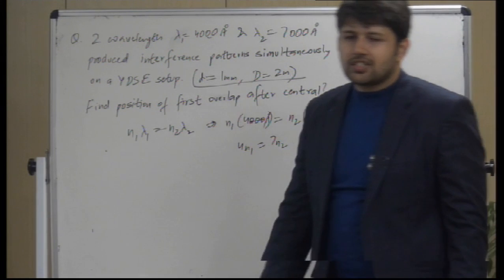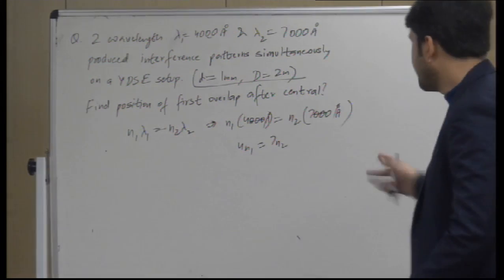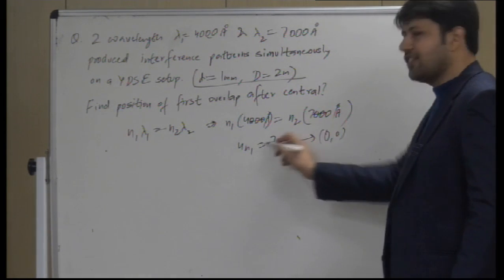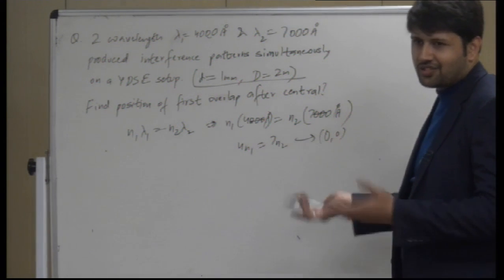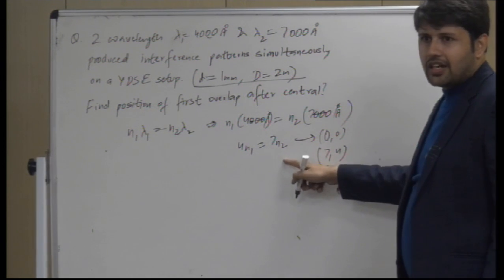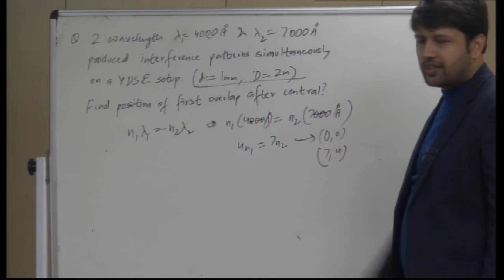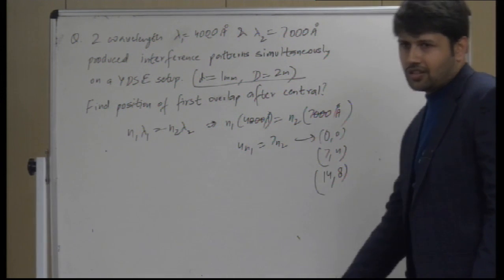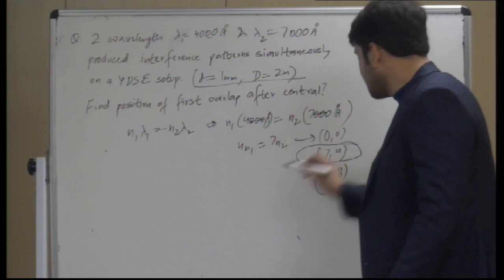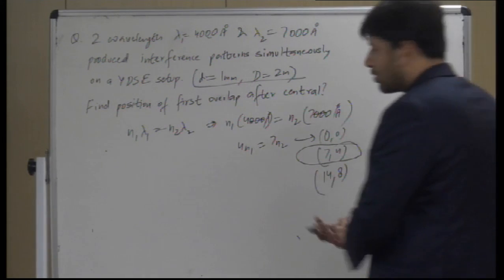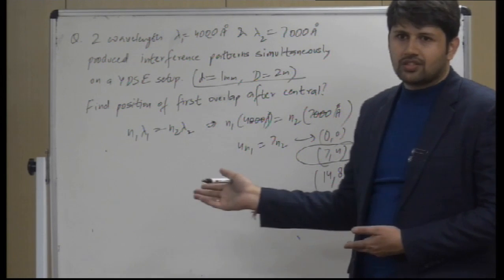The numbers which satisfy this condition are 0, 0. Obviously if n1 is 0, n2 is 0, it would still satisfy 0 is equal to 0. 7, 4, right? n1 is 7, n2 is 4, 28, 28. Next one would be 14 and 8 and so on, right? So the first set is 7, 4 after central. 0, 0 means central, right? The 0th fringe of this one and the 0th fringe of this one would overlap.